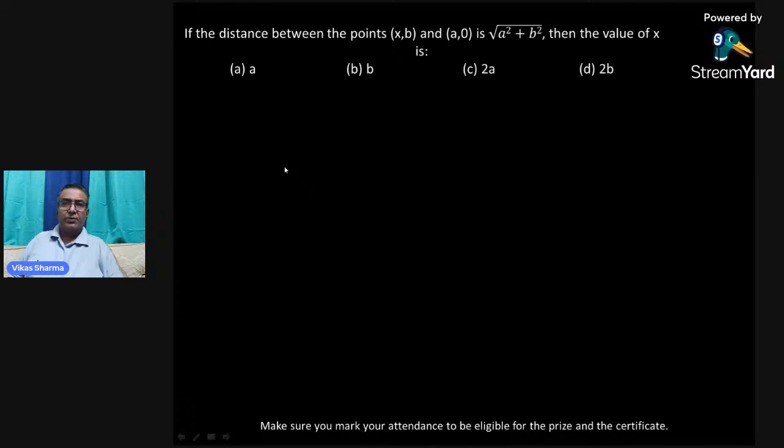If the distance between the points (x, b) and (a, 0) is the square root of a square plus b square, then what is the value of x? So again, I think it's a simple application of the distance formula. Just apply the distance formula, and I think you will be able to figure out what the answer is. You can find out the value of x.